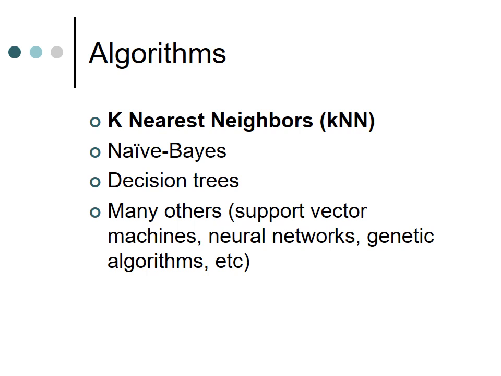KNN's mechanism is similar to the k-means algorithm, but don't confuse it with k-means. K-means is an unsupervised learning algorithm, while k-nearest neighbor is a classifier, that is, a supervised learning algorithm.